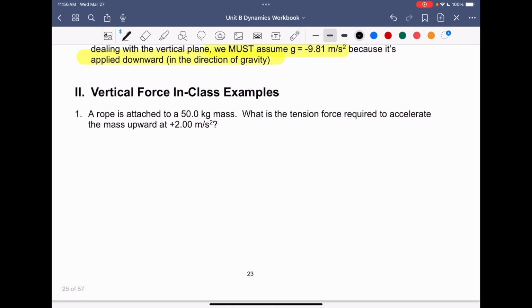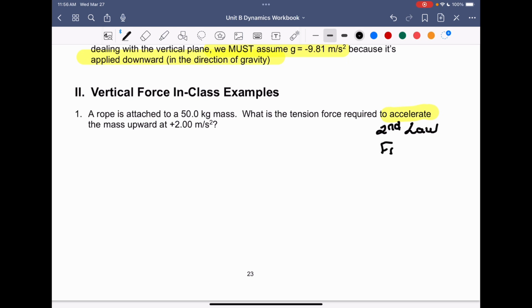A rope is attached to a 50-kilogram mass. What is the tension force required to accelerate the mass upwards at positive 2.0? Now, as soon as you see "accelerate," highlight that and think, oh, this is second law. And second law actually implies something very specific about what we're going to do.